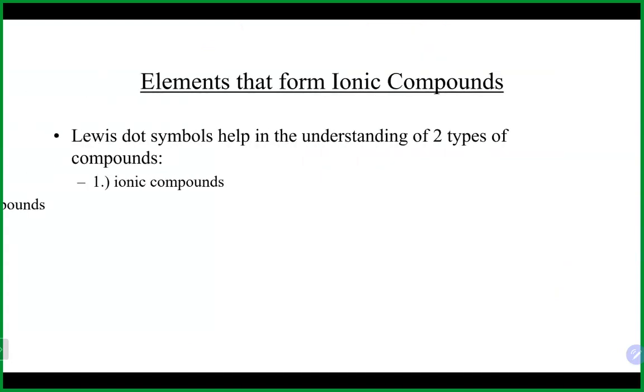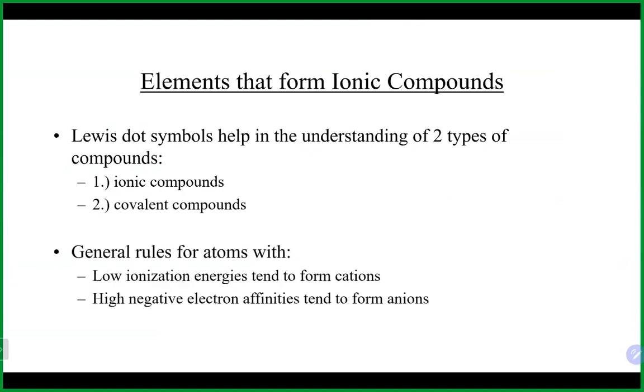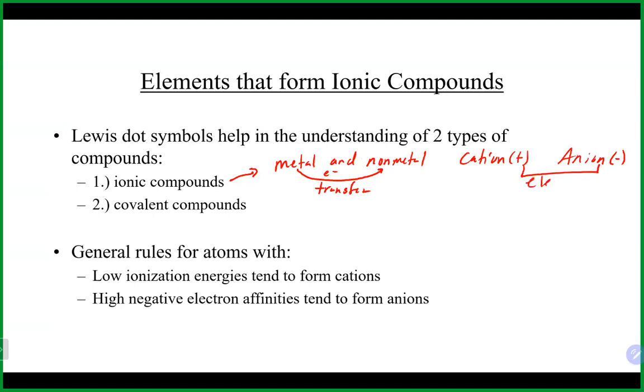All right, so let's talk about the 2 really different types here. Lewis dot symbols help us understand 2 types, which are ionic compounds. If we have an ionic compound, that is going to be a metal and a nonmetal together. And what's going to happen is the metal will transfer electrons over to the nonmetal. The result of that is the metal will become a cation, which is positively charged. The nonmetal will become an anion, which is negatively charged. And it is that electrostatic attraction that holds it together.